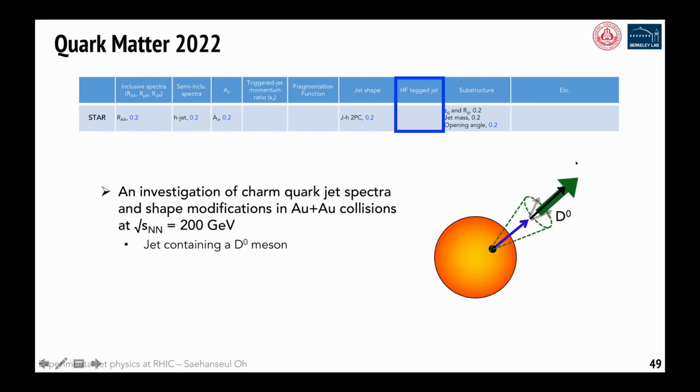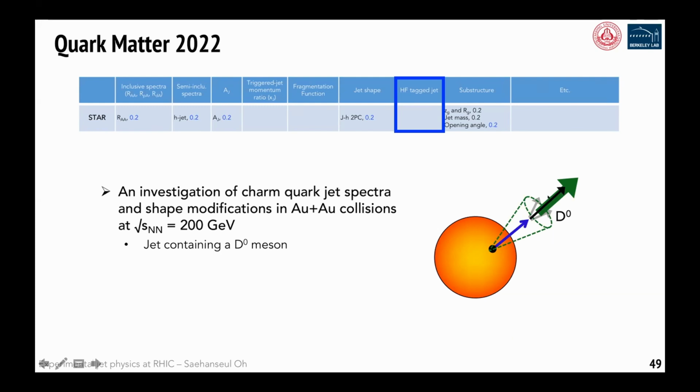The third is a heavy flavor tagged jet. We had nothing before. It's called an investigation of quark jet spectra and shape modification in gold-gold collisions. So the heavy flavor tagged jet can be many things. Some strategies really measure the c-jet or b-jet, but some jet measurements use a J/psi jet or D0 jet. And in this analysis, we use the D0 jet measurement.